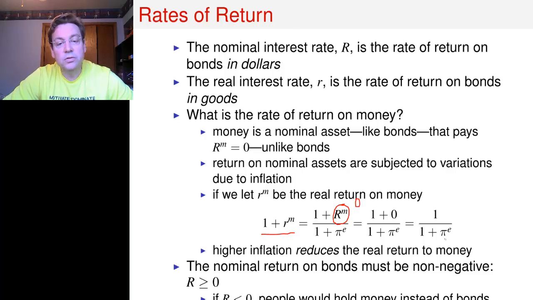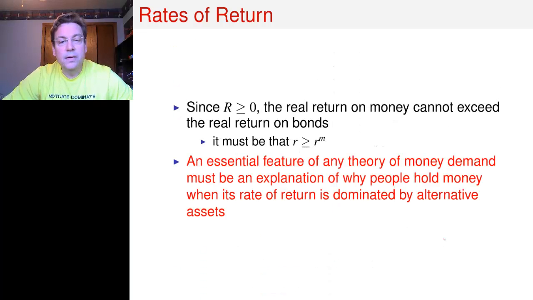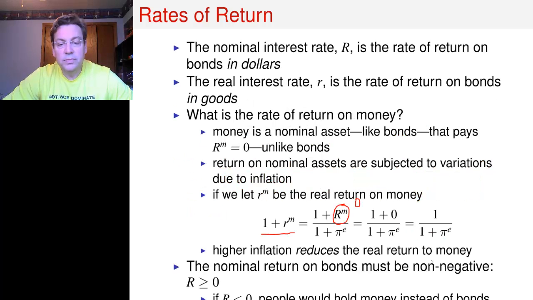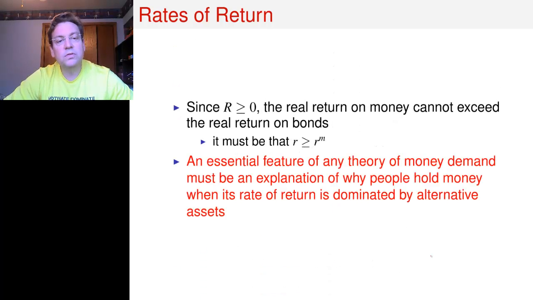So higher inflation, or higher expected inflation, reduces the real return on money. Now, nominal interest rates have to be non-negative. I'm sorry, I skipped that. They have to be non-negative because if nominal rates were negative, then people just wouldn't hold any bonds. They would hold only money. But because nominal interest rates are non-negative, the real return on money can't exceed the real return on bonds. It must be the case that the real return on bonds, this R, is greater than or equal to the real return on money.